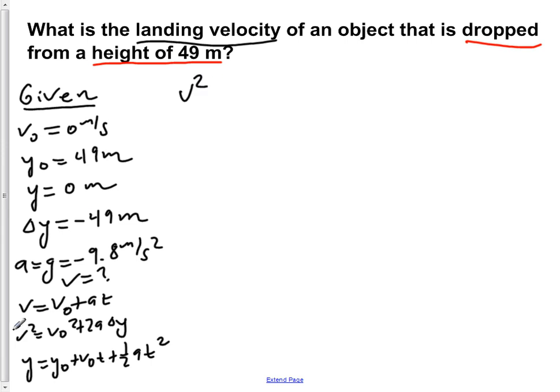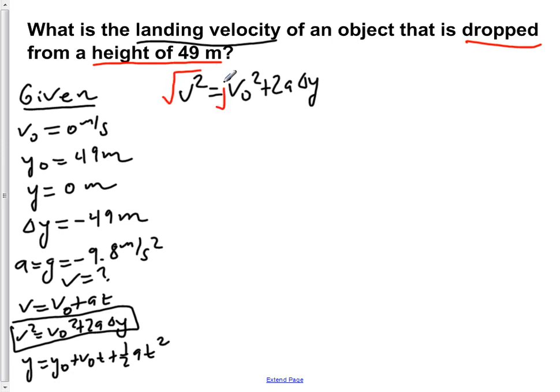So if we write down the equation that we're going to use, which is the second kinematic equation, v squared equals v naught squared plus 2a delta y. Now we're trying to get v alone on one side, so we're going to take the square root of both sides, which would leave us with v is equal to the square root of v naught squared plus 2a delta y.